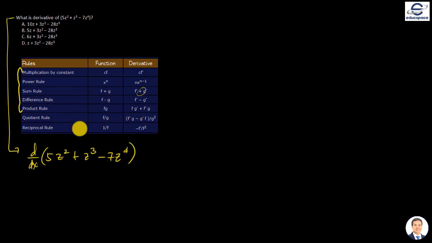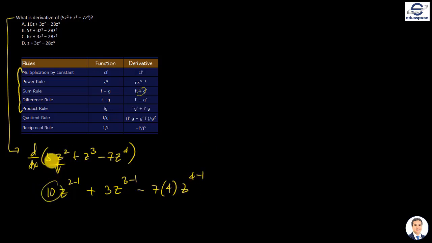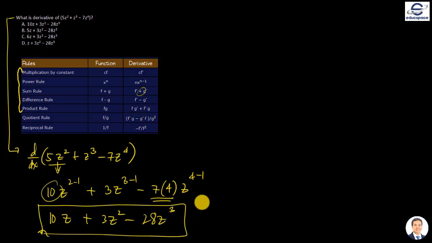Alright, so again we can apply the power rule in here. So that is 10z to the 2 minus 1, plus 3z to the 3 minus 1, minus 7 times 4, z to the 4 minus 1. Unfortunately I already multiplied 5 by 2 here. So 10z raised to 1 here, plus 3z squared, minus 7 times 4 is 28, z to the 4 minus 1 is 3. So this is our answer, and it is equivalent to letter A.